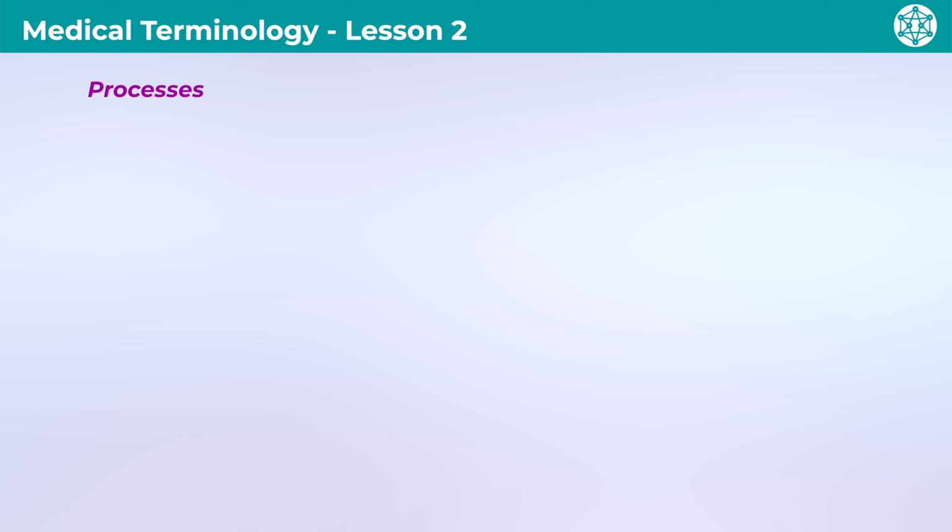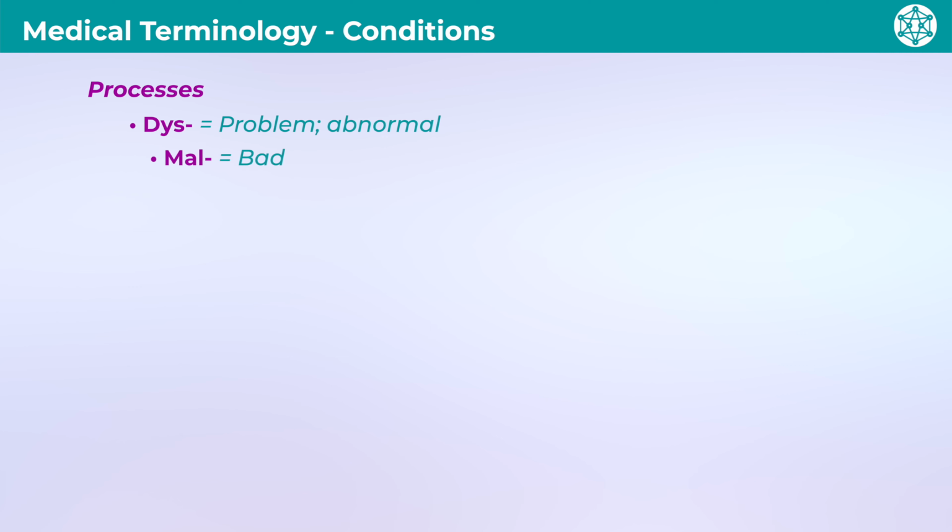The first one is dys, D-Y-S. That means just problem or something abnormal. So again, as I mentioned, dyspnea is an abnormal pattern of breathing. Mal is bad. Maladaptive. Itis is a suffix, and this is a very important one. If you can remember itis, you know a lot of different types of medical conditions like colitis, gastroenteritis, arthritis. They all have to do with inflammation.